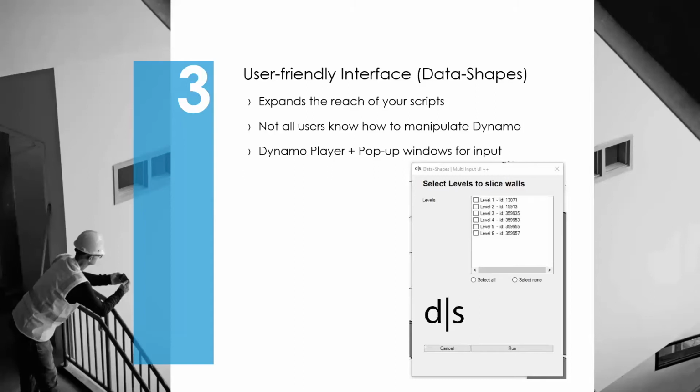It expands the reach of your script. Not all users know how to manipulate Dynamo. They open the script and they look at that. It's like, what is that? It's like ramen noodle soup. I don't know where I'm supposed to look here, what it's supposed to do. So you want to reach everybody. You want everybody to use it, whether or not they know how to create a script or understand what they're seeing. So it's kind of cool. Dynamo Player, pop-up windows for input. You can do a lot of different inputs there.